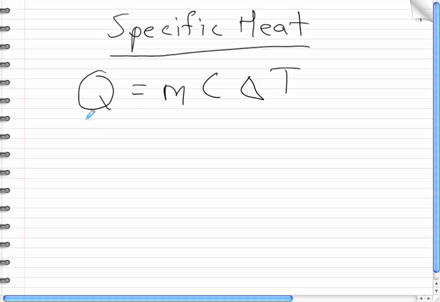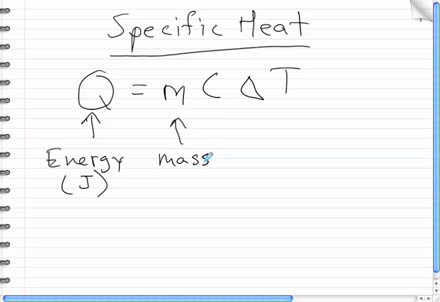Okay, and these variables, Q is our energy or energy change, and that's going to be in joules of energy. And so the next part here is M is mass in grams, and this should make sense, right? If we have more mass of something, it's going to take more energy to change the temperature, so that's part of it. C here is what's called the specific heat capacity.